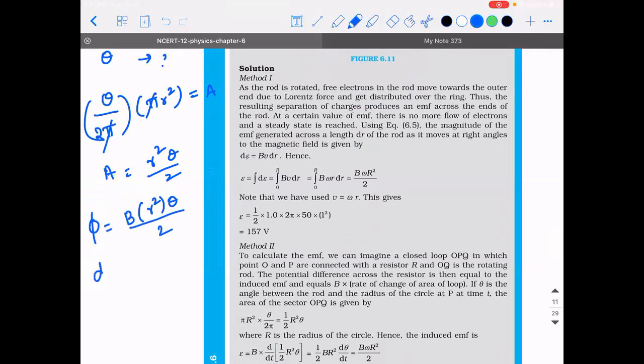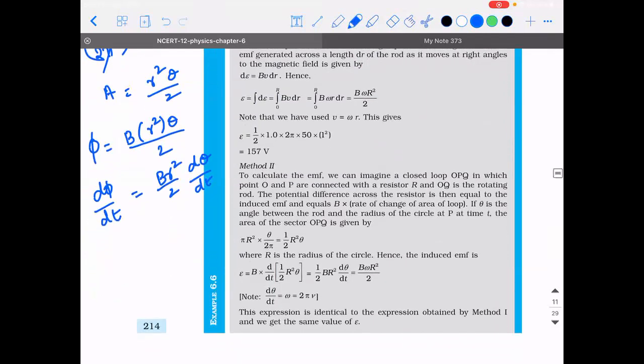But what is EMF, guys? Is it not d phi by dt? It is B r square by 2 into d theta by dt, and d theta by dt is going to be omega. So what is d phi by dt? It is EMF. So EMF is equal to B r square omega divided by 2. That is the answer.